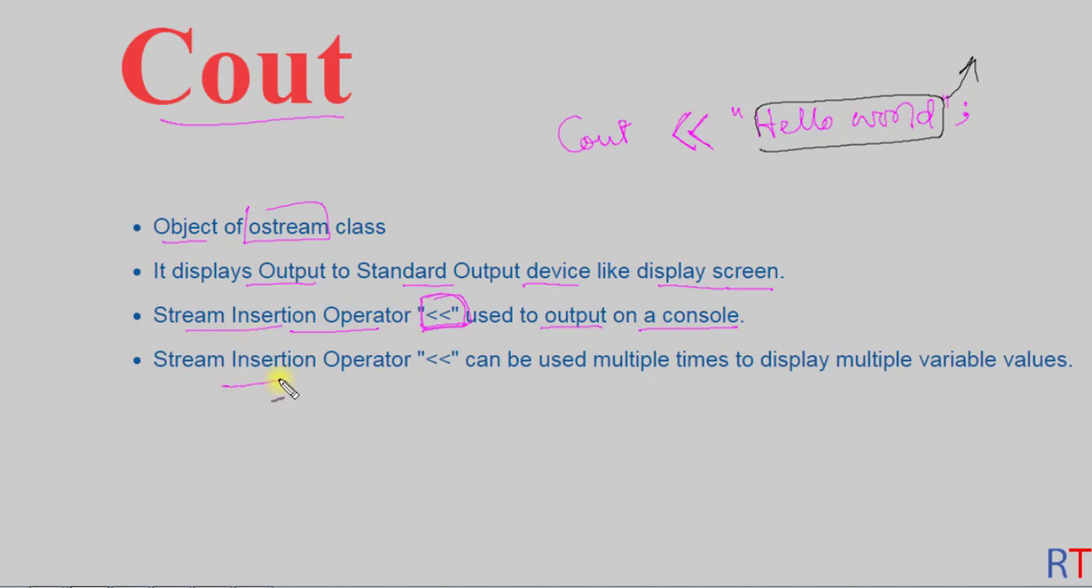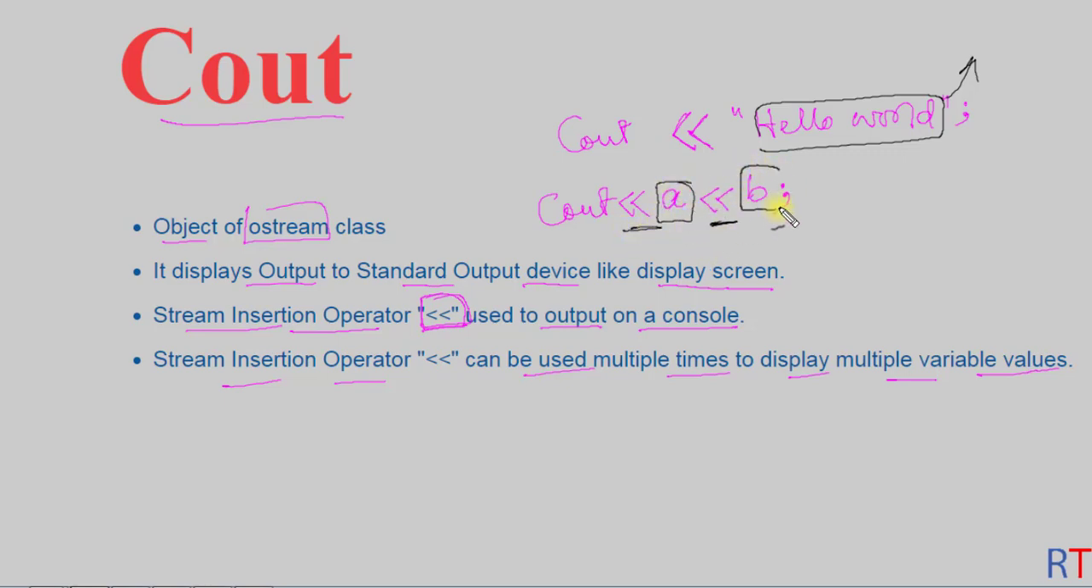Also, the stream insertion operator can be used multiple times to display multiple variable values. So for example, first we have the cout keyword, then we can use the stream insertion operator to display the value of one variable a, and we can again use the stream insertion operator to display the value of another variable b. So this way we can use the stream insertion operator multiple times to display the value of multiple variables.